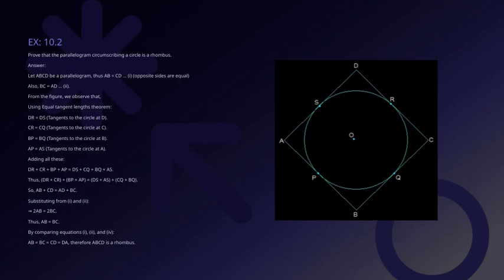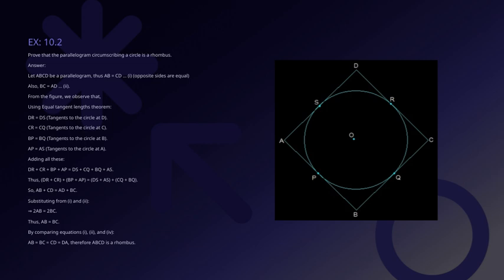Let's analyze this step by step. First, we see that OB equals BC, which equals CD, and that equals DA. From this, we conclude that ABCD is a rhombus. Now, by comparing equations I, II, and IV, we find that OB equals BC.